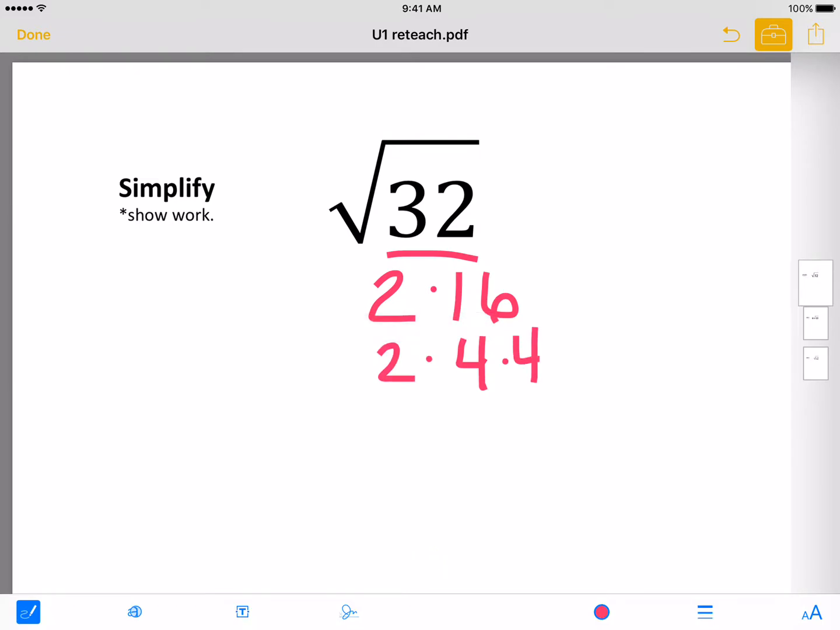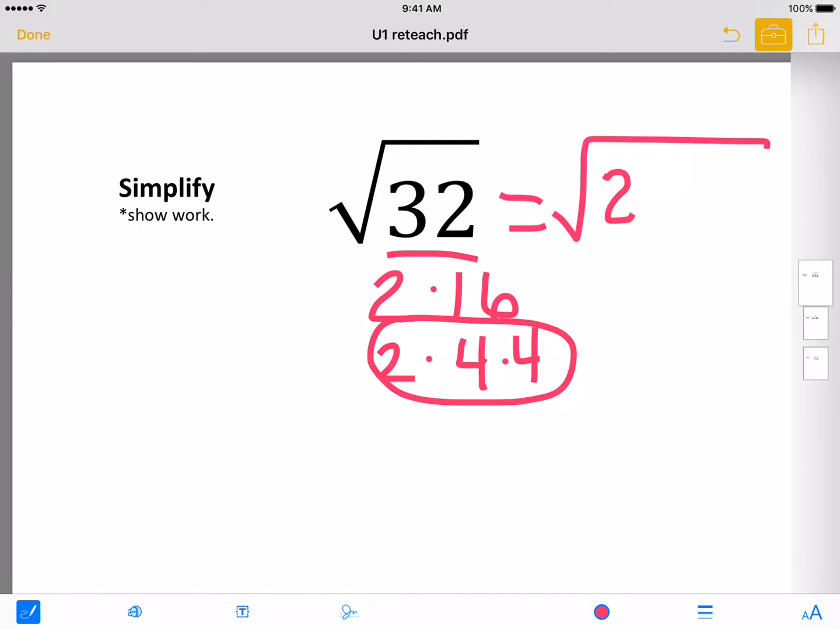We're going to bring down the 2. Notice 32 is the same thing as 2 times 4 times 4. If I rewrite this, 2 times 4 times 4, I then can ask myself, what is it that I need as a pair to get out of, quote, square root jail? Remember, the index on the root is a little tiny 2, so I'm looking for pairs. I can take a 4 out of jail.